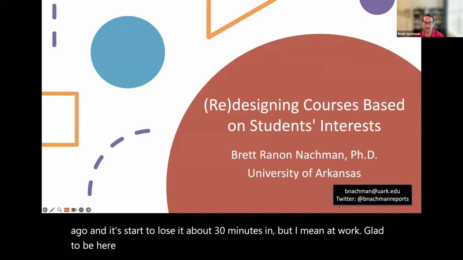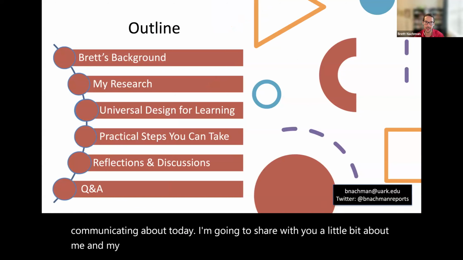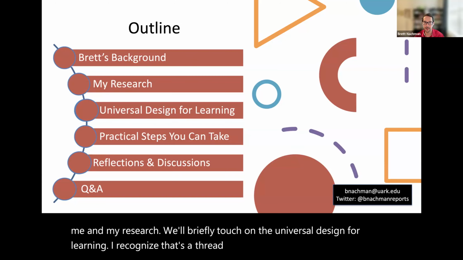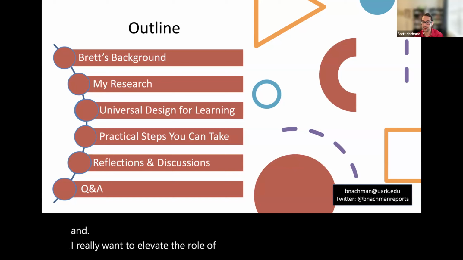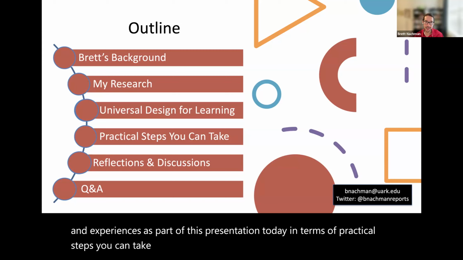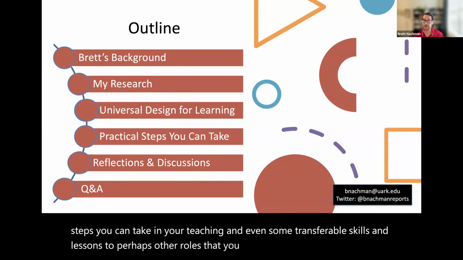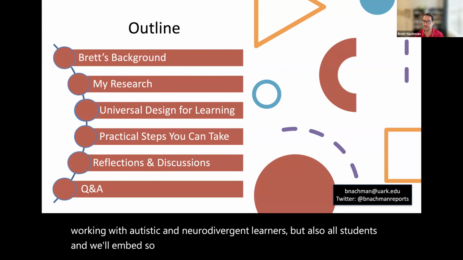Glad to be here. I'm going to share with you an overview of what I envision us communicating about today. I'm going to share with you a little bit about me and my research. We'll briefly touch on universal design for learning. I recognize that's a thread through a lot of your programming. And I really want to elevate the role of classroom actions and conversations and experiences as part of this presentation today, in terms of practical steps you can take in your teaching, and even some transferable skills and lessons to perhaps other roles that you have as it pertains to not only working with autistic and neurodivergent learners, but also all students. And we'll embed some reflections and discussions, Q&A.